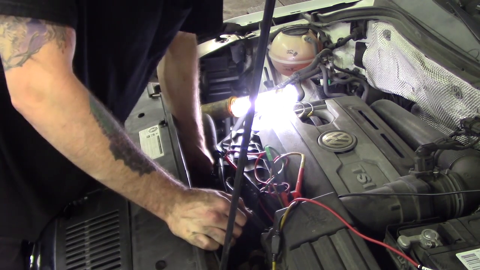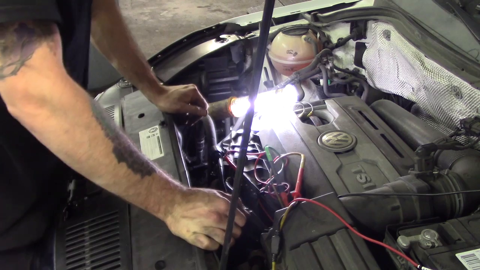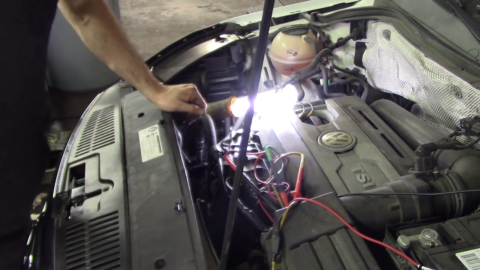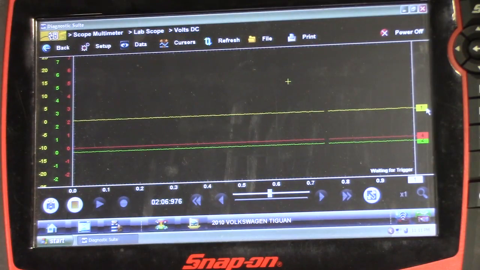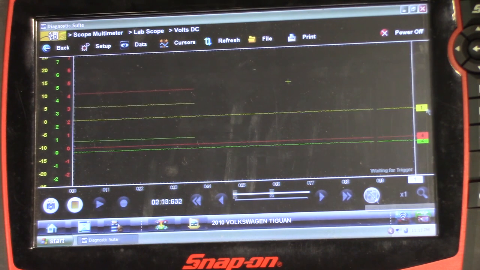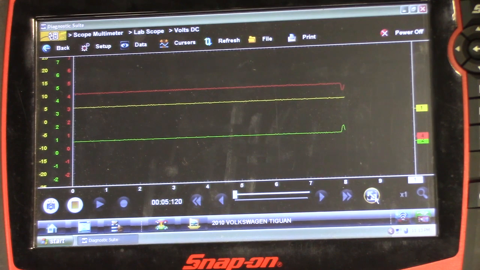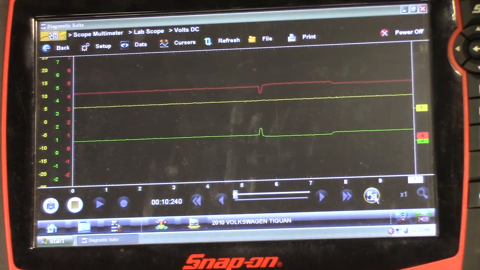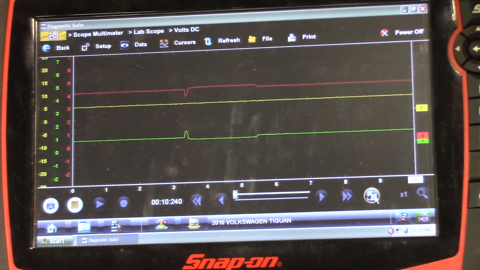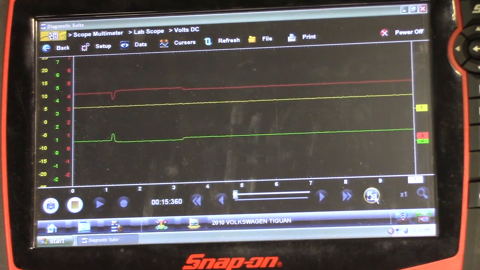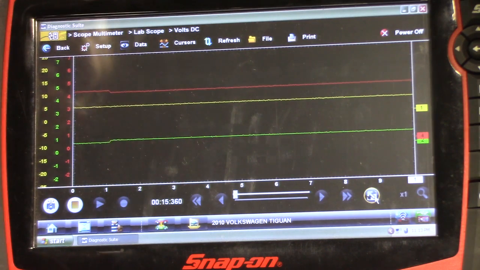I was not expecting that. Let me button this back up. Okay, so I got it all put back together. I haven't turned the key on yet. Let's do that right now. Turn the key on. I didn't see any control, but we had it because our position sensors moved.